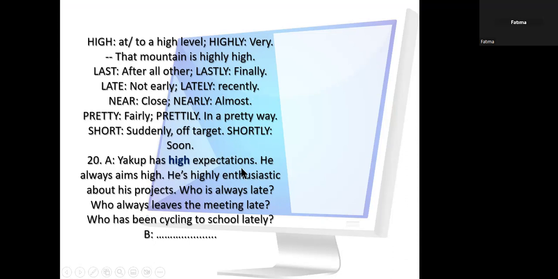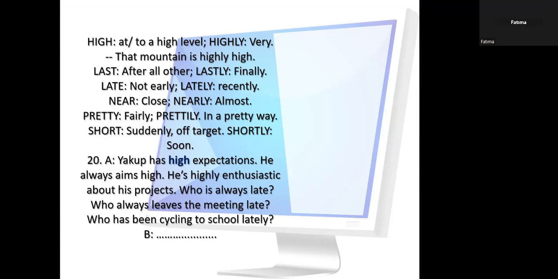Jakub has high expectations. Yes, Jakub has high ideals, expectations, goals, targets. He always aims. Aim is a verb here. He always aims high. He is highly enthusiastic, eager. He is highly eager, willing. He is highly willing. He is highly enthusiastic about his projects.